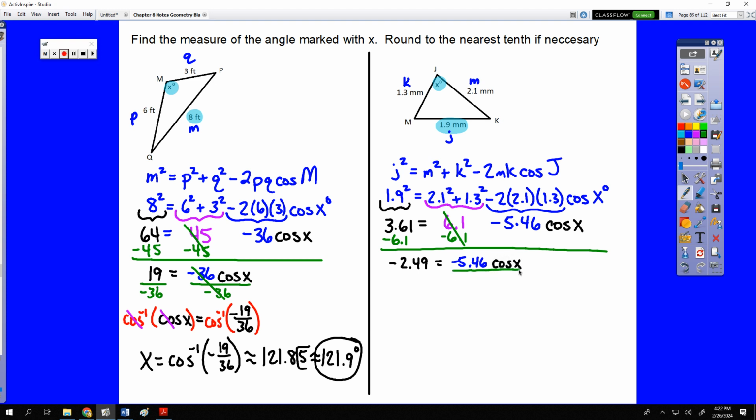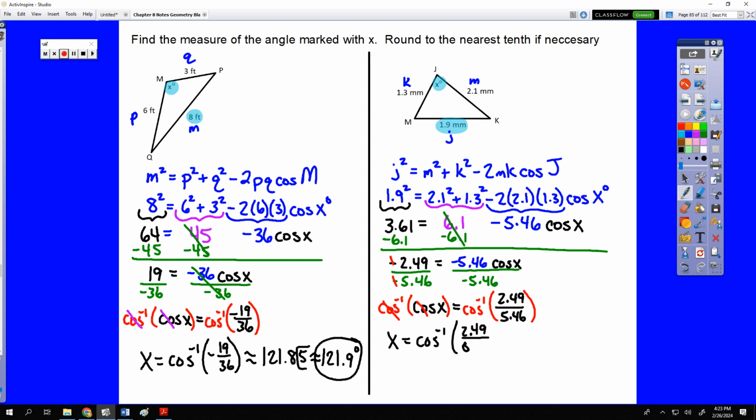Then we divide by negative 5.46, and I wouldn't even bother to reduce this other than to cancel the negatives. So I would just leave it as cosine of x equals 2.49 over 5.46, because we can't round an intermediate step anyway, and we're just going to take the arc cosine. So then to free x, we take the inverse cosine of each side. Those cancel, and we have x is the arc cosine of 2.49 over 5.46.